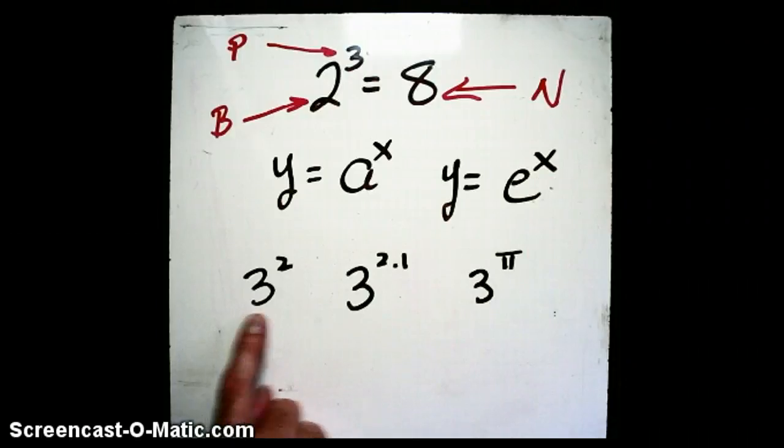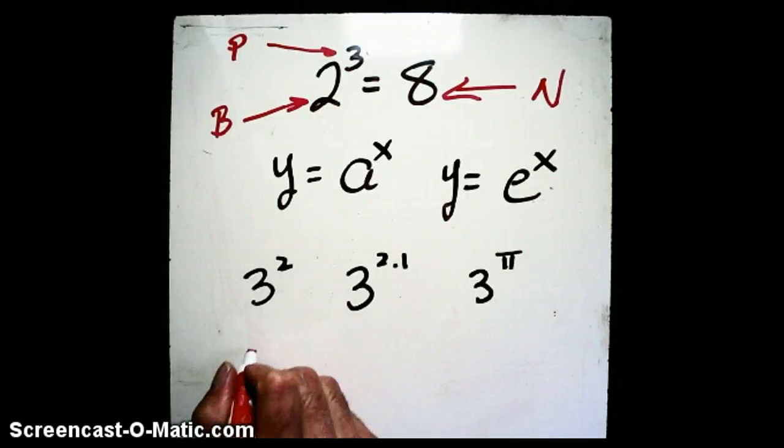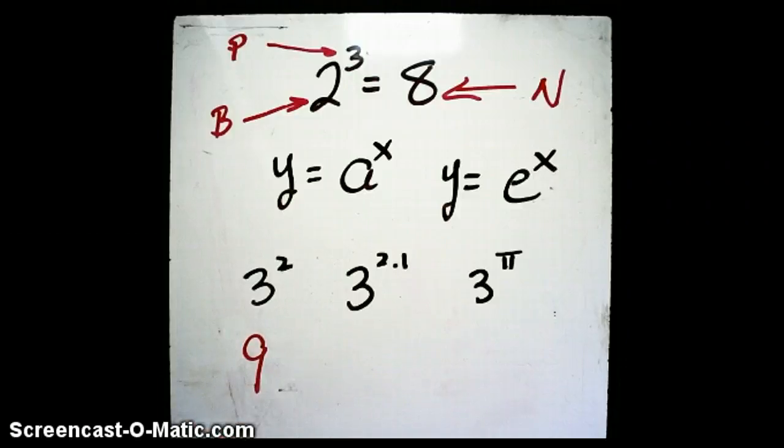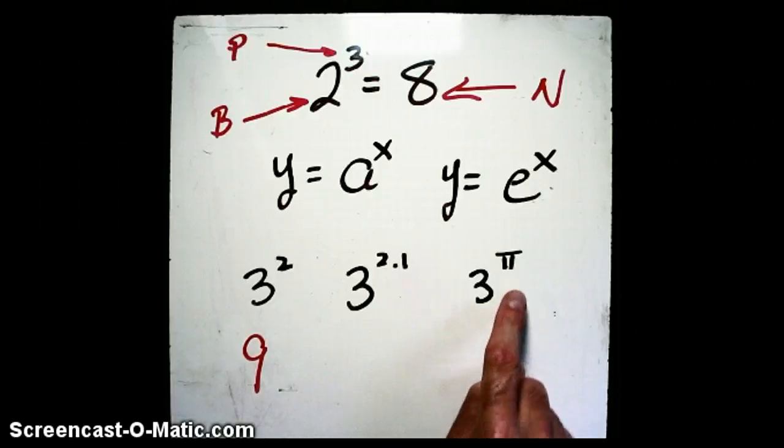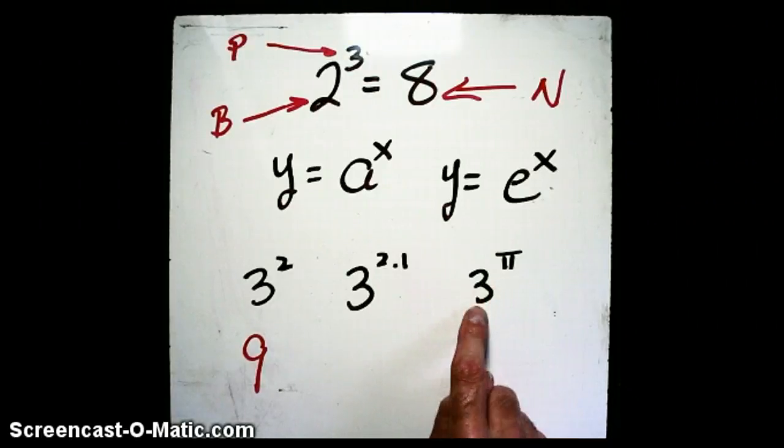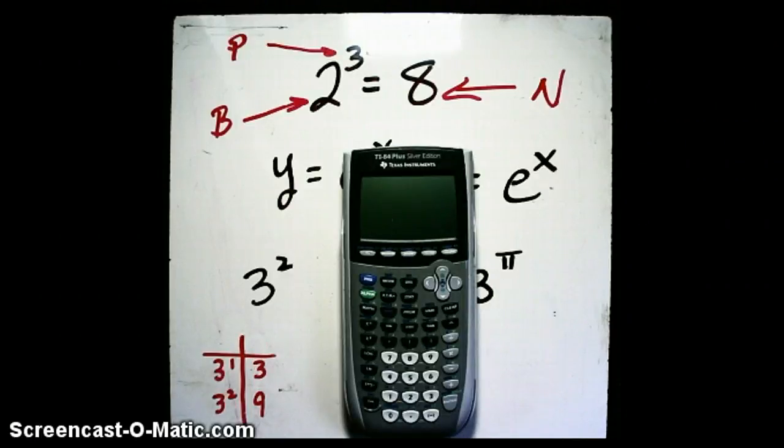Now look at these 3 examples down here. Now we know that 3 squared is 9. But what is 3 to the 2.1? Can I do that? And 3 to the pi. How could I do that? Because that number doesn't end. That's an irrational number. That is a very good question. Okay, 3 to the 2.1.